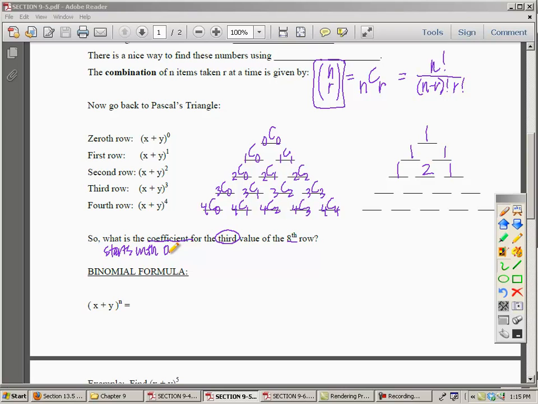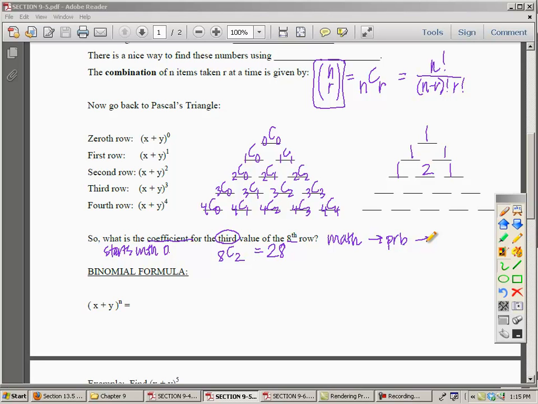So if you're talking about the third value, we're actually doing the second combination, because you start 8C0, 8C1, 8C2, so it's 28. Now you can stick this in your calculator. Remember, your combinations is in your math menu, and you go over to probability, and I believe it's like number 3, something like that, okay? But this is the idea, okay?